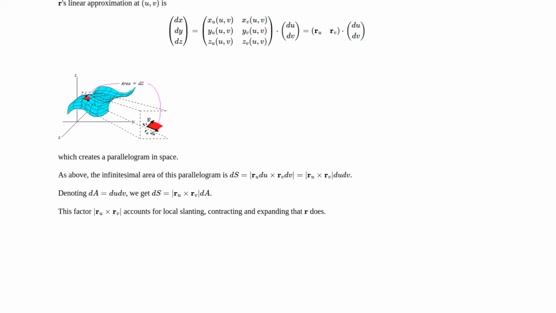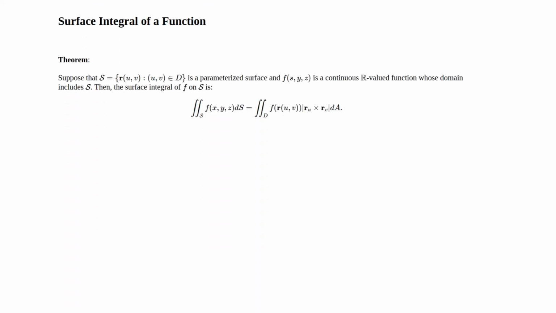This r_u cross r_v accounts for the local slanting, contracting, and expanding that r does. So as it moves around, it changes direction. This plane changes orientation, and it changes size, and it becomes of different shapes while retaining the parallelogram nature. And it's through this way that we define the surface integral of a function.